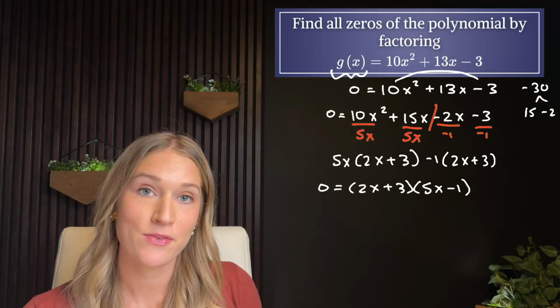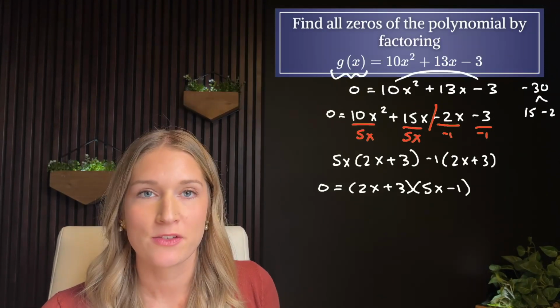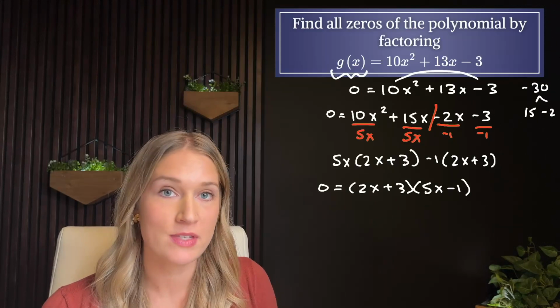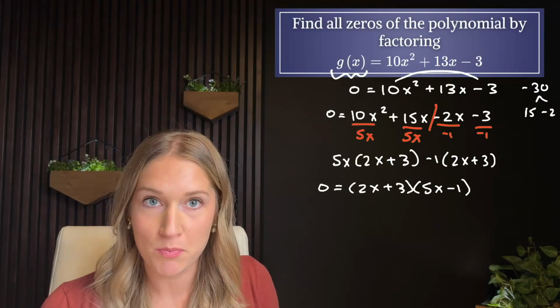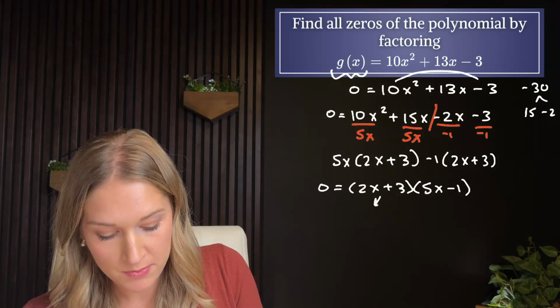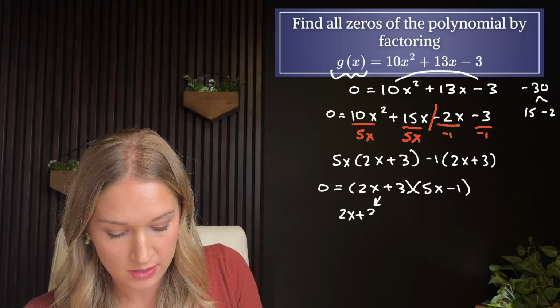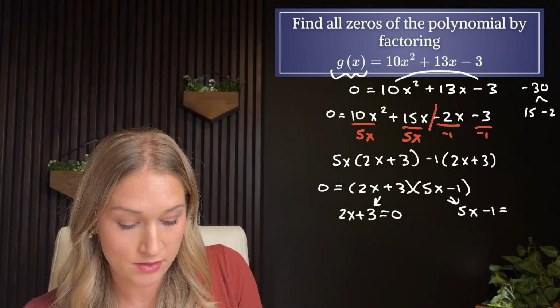So I factored that right-hand side of the polynomial. Now we use the zero factor property to figure out what x values make each of these factors 0. As long as at least one of them is 0, then when we multiply the two together, everything's going to 0 out. So my first option is that 2x plus 3 could equal 0. My second option is that 5x minus 1 could equal 0.